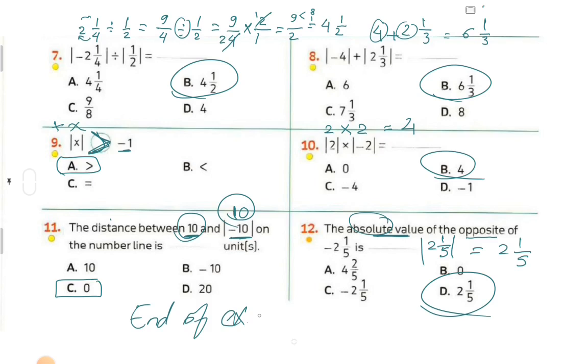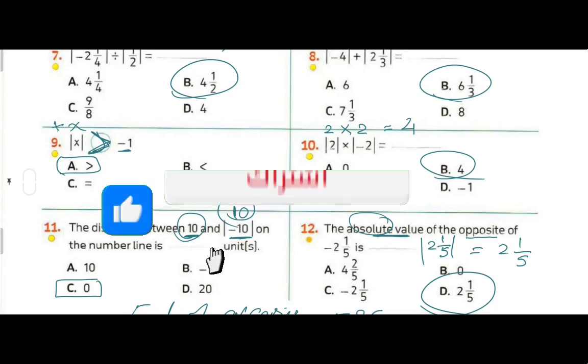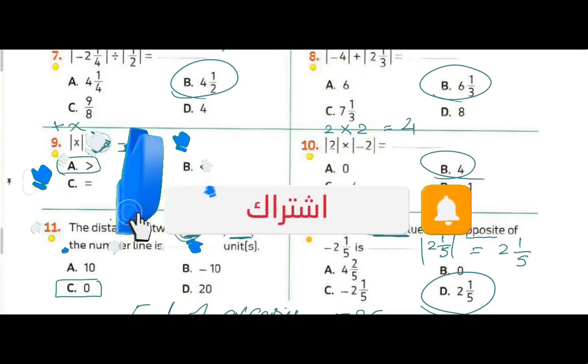And this is the end of our exercise of lesson 5 and 6, and we will meet each other in the unit 2 assessment. Thank you.